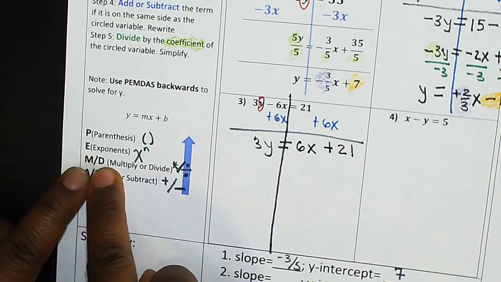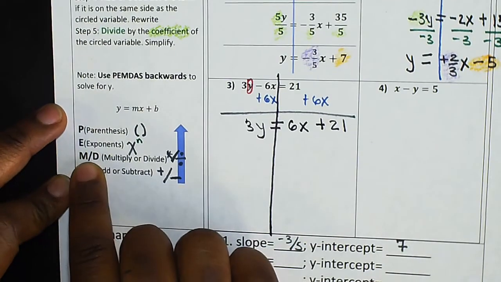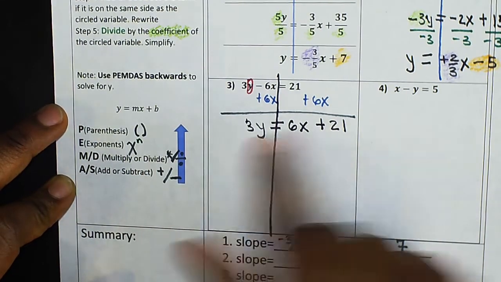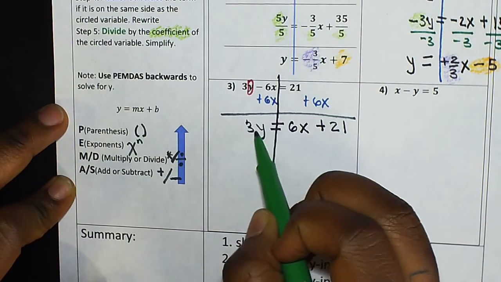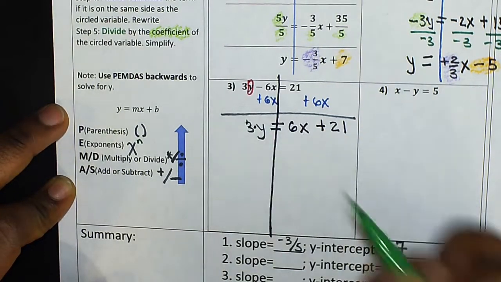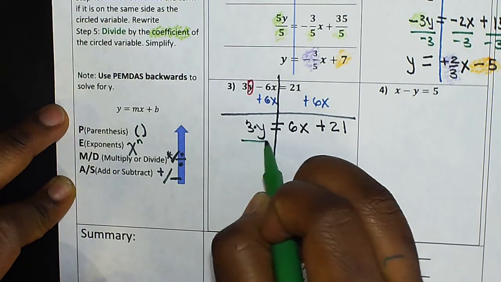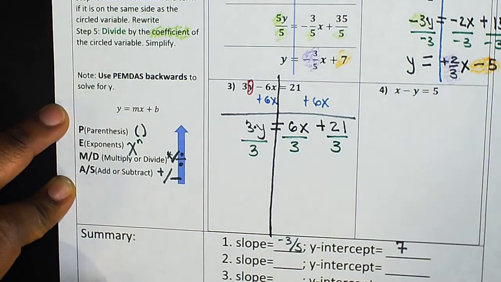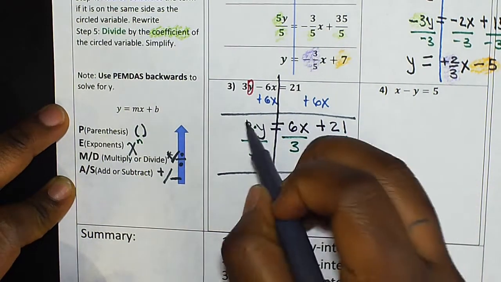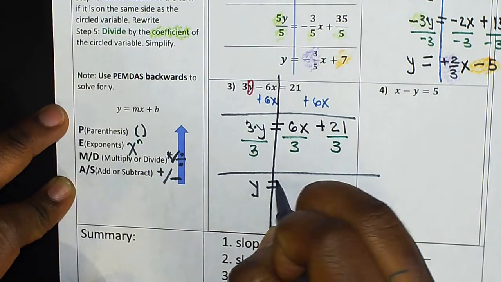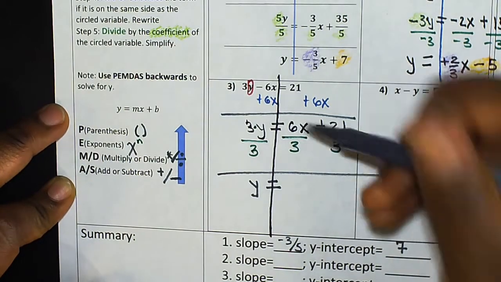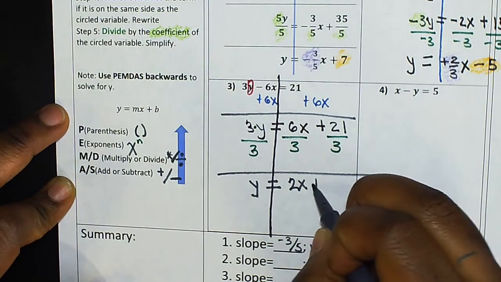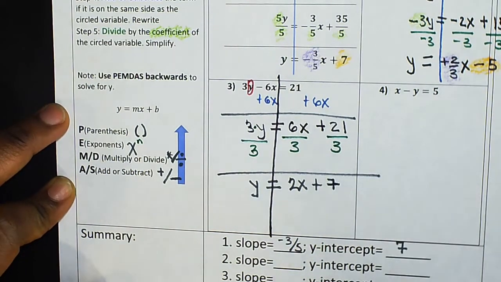Now I know that the next step would be to move anything that's being multiplied or divided to y. So I got to do the opposite. The 3 is being multiplied because it's right next to it. There's nothing in between. It's right next to it. So I got to divide to do the opposite. So this will cancel out. I have y is equal to 6 divided by 3 is 2x. 21 divided by 3, positive 7.